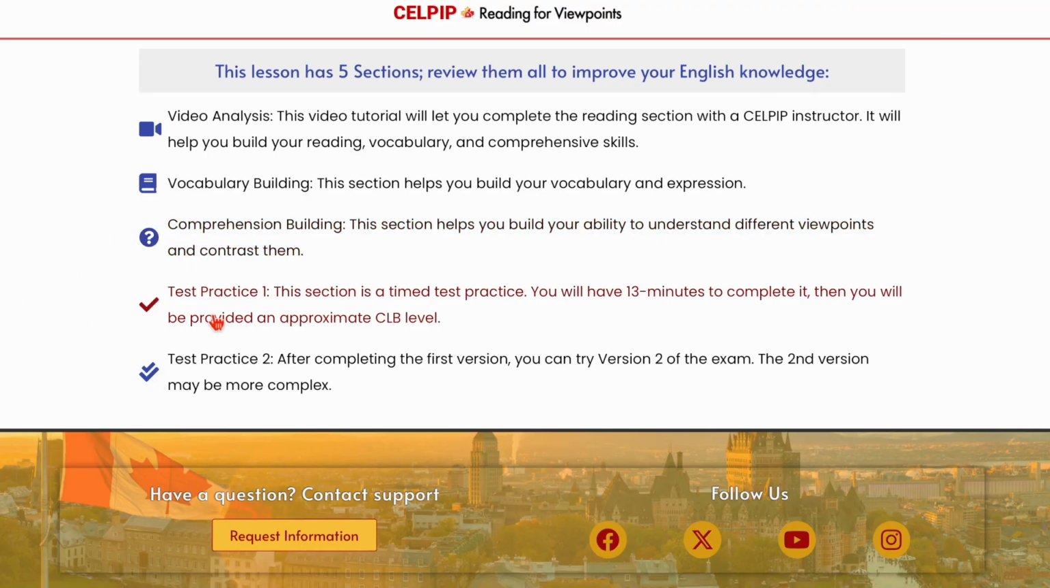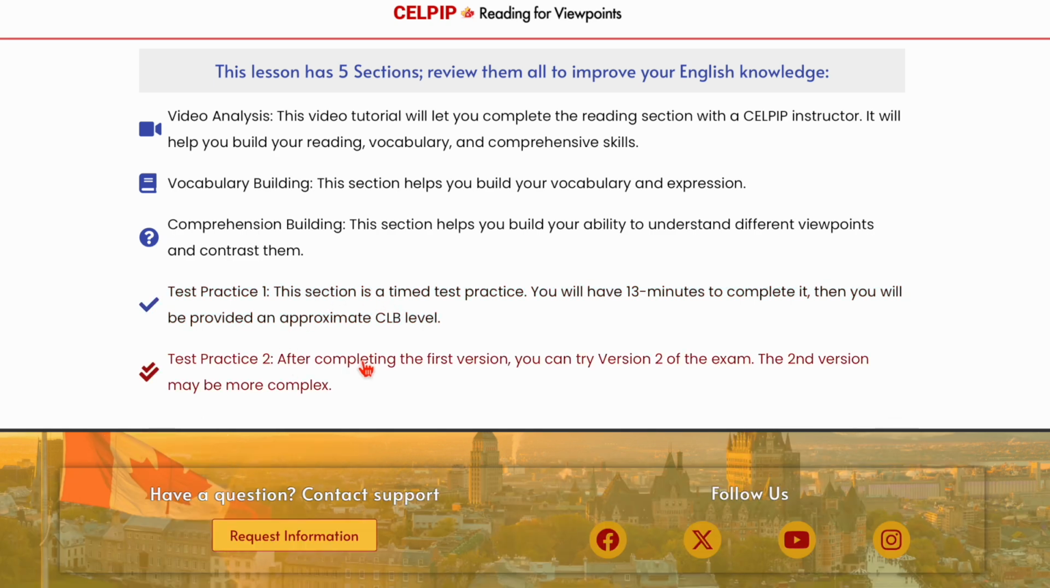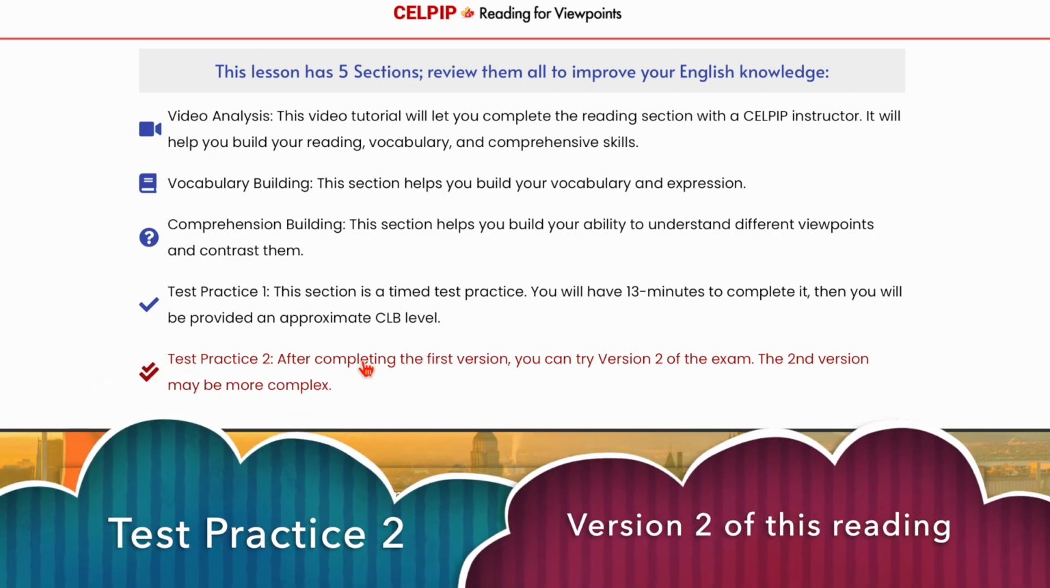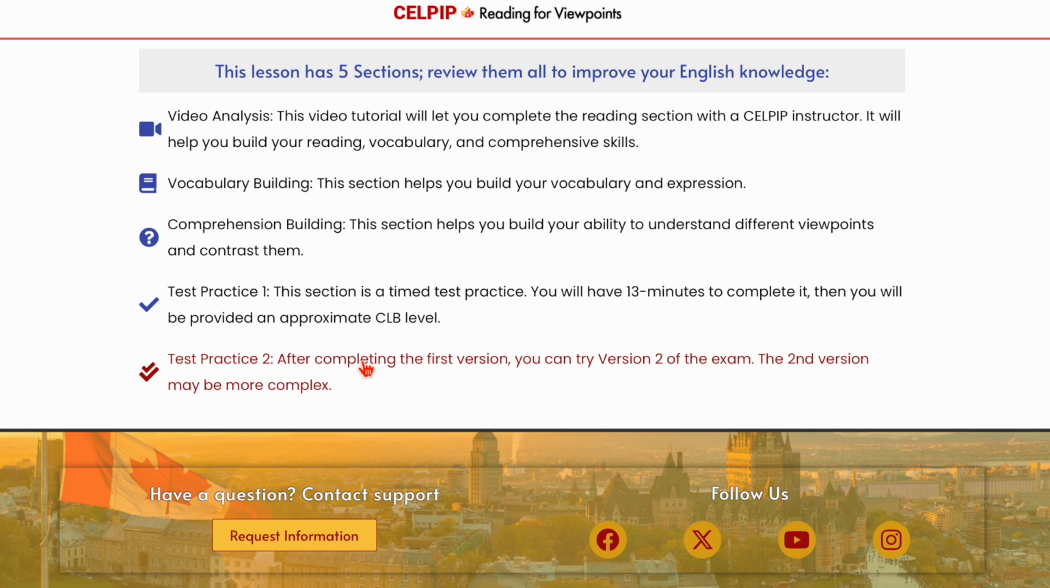And then we have Test Practice 1, which we're going to analyze right now. And then after that, we have Test Practice 2. Test Practice 2 will help you review the reading that we did and answer questions, but it's a different version. It's version 2 of this exam. Most CELPIP exams have different versions, okay? So it's a great way for you to review what we studied. Okay, everyone. So now let's get started with today's analysis.